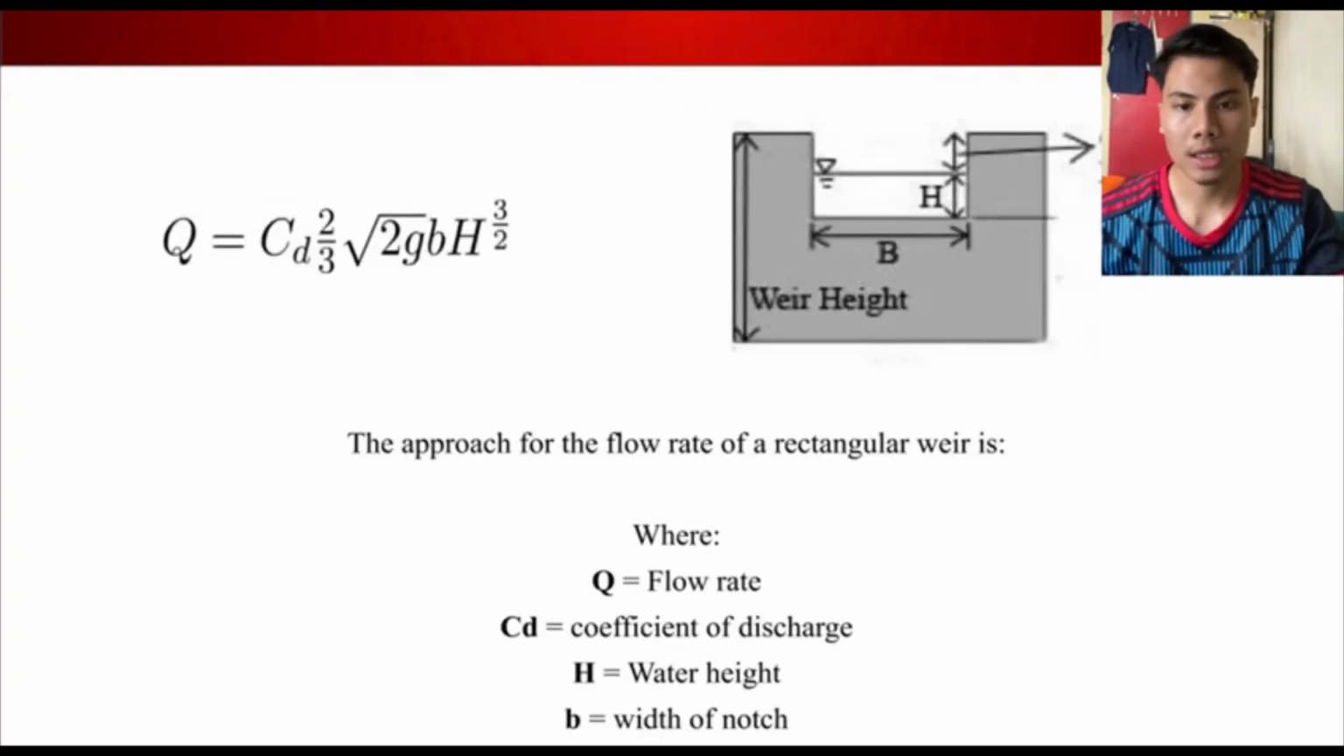And next, there are two diagrams. The first, the left figure, shows a formula for calculating the flow rate of the rectangular weir. So the flow rate of a rectangular weir can be represented, where Q represents the flow rate, CD represents the coefficient of discharge, H represents the water height, and lastly B represents the width of the notch.